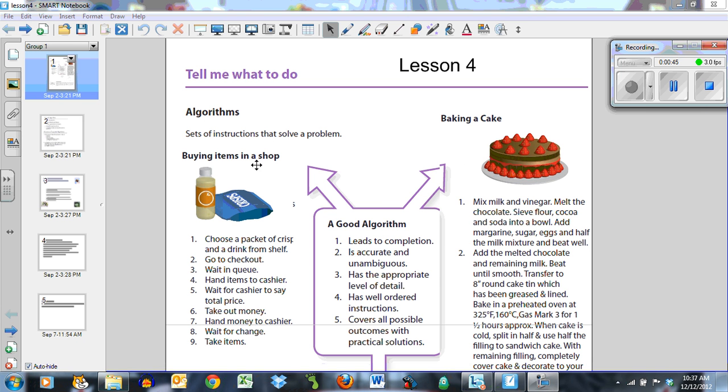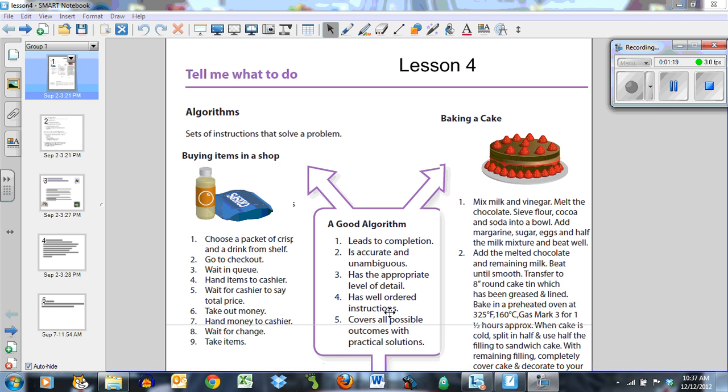A set of instructions. Now, here's sort of a definition. A good algorithm leads to completion. In other words, it does what it's supposed to. It's accurate, and it's unambiguous. Okay, so it's accurate. It does exactly what it has to, and it's very specific. It's not vague. It has the appropriate level of detail. It's not too detailed, but just enough. And we'll get into that in the near future as well. Humans and computers have different needs for different levels of detail. It has well-ordered instructions. The order of them is very important.